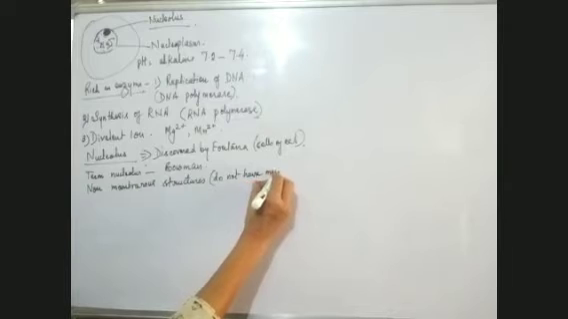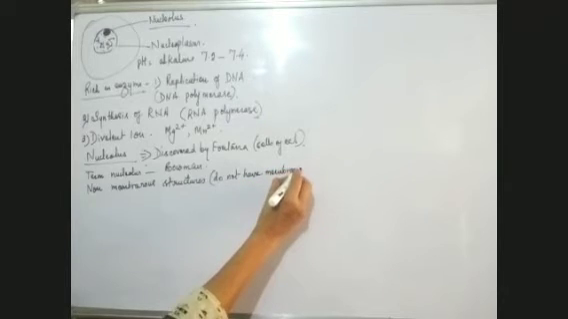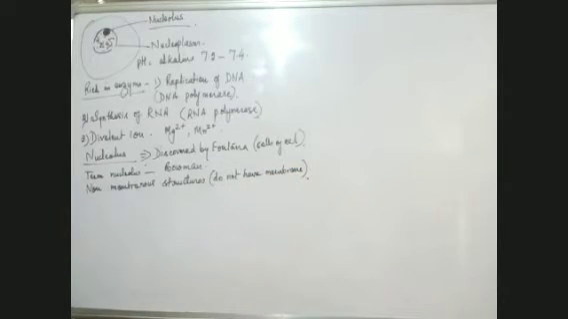No membrane is present, it does not have a membrane. So it is a non-membranous structure. So why does it appear like this? It appears like this because it is made up of special structures which are known as nucleolar chromatin fibers.